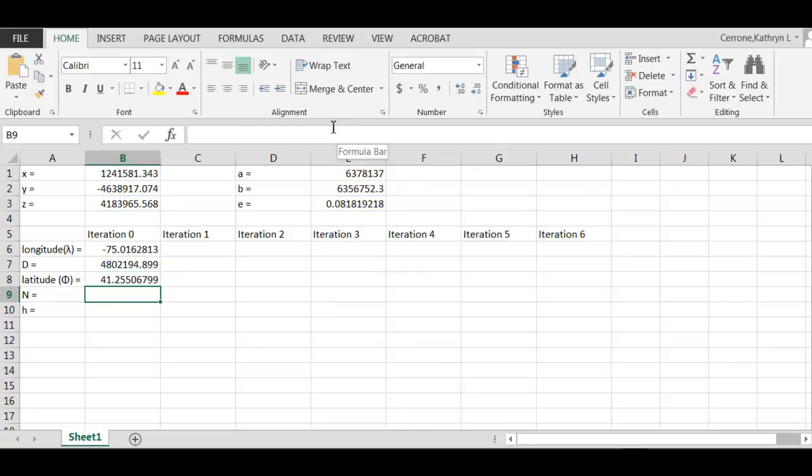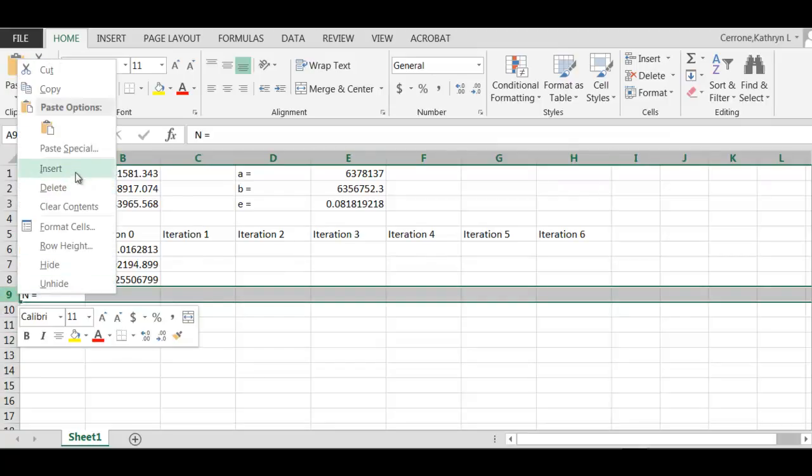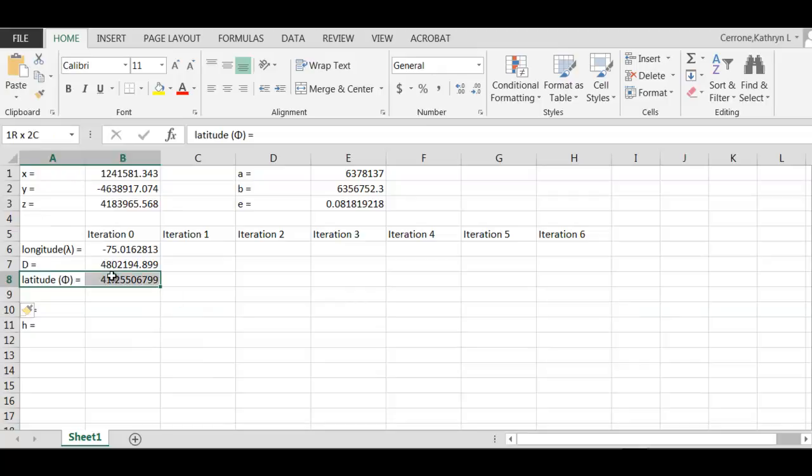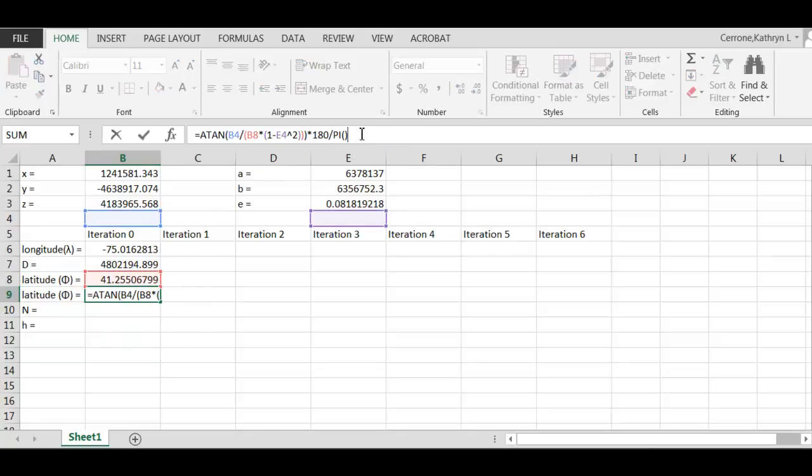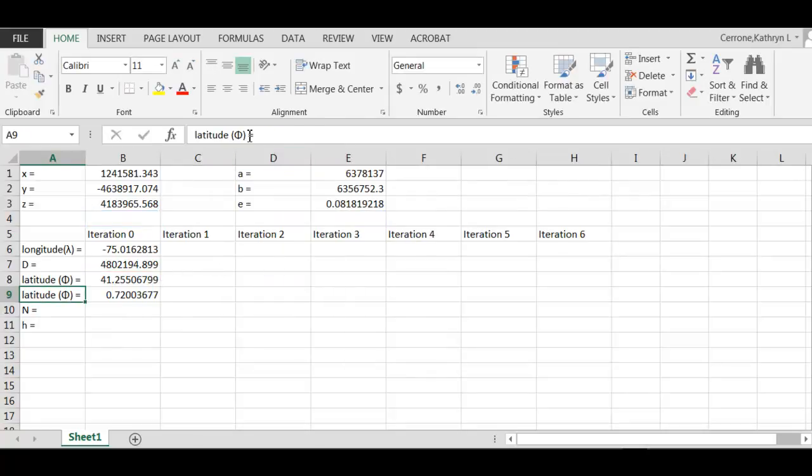We'll go back here, multiply by our 180, divide by pi, again, open and close parentheses, and we get about 41.255 degrees. What I'm actually going to do here is insert a space here. I'm going to copy this down because when we do our calculation for n, we want to make sure that we have our answer in radians. That's what Excel is going to want. So this one here is in radians. This first one here was degrees.